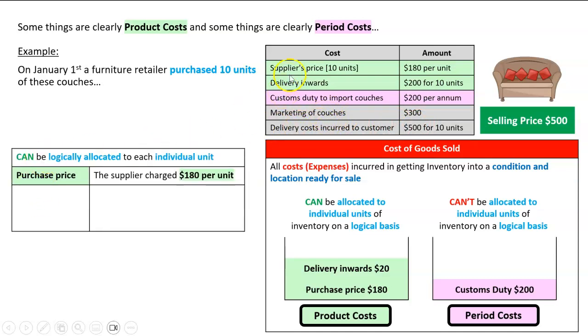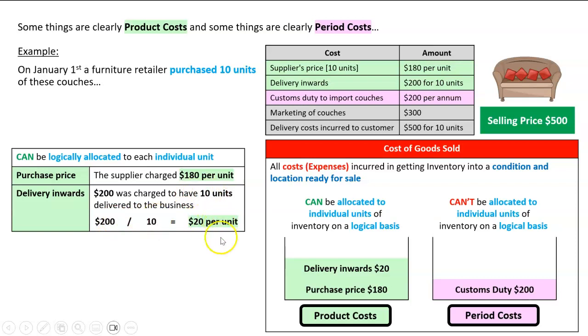But let's look at the two in green that we did call product costs. They could be logically allocated to each individual unit. The purchase price was easy. It was unitized for us. It said $180 for each unit. And so was the delivery inwards. We got a total. It was $200. It was charged for those specific 10 units. 200 divided by 10 was $20 per unit. But we couldn't do that with this one, the customs duty.